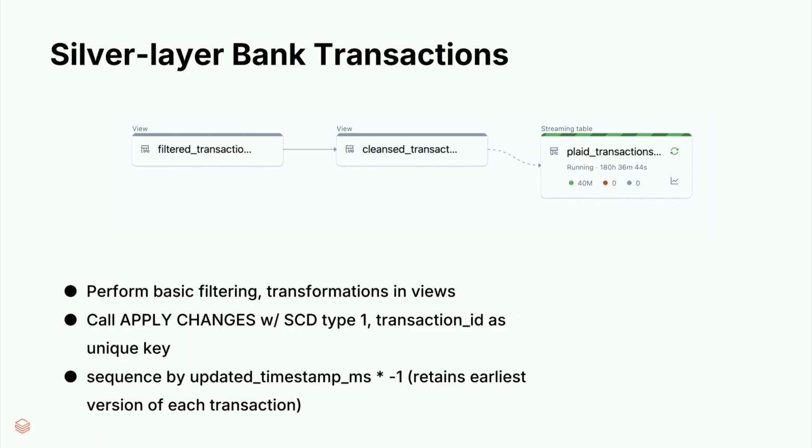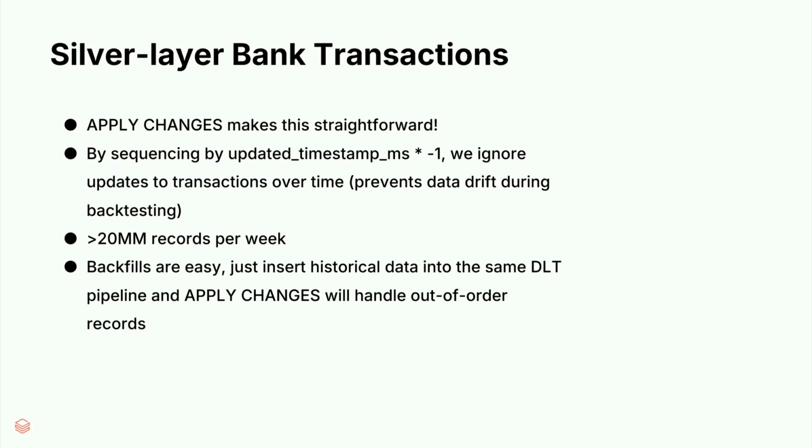That's a trick you can use with sequence by that normally if you were to sequence by the updated timestamp on its own, you would update the transactions in place using the apply changes API as the timestamp field increments, but by using the negative timestamp value, we're just ignoring any updates that take place after the initial version of each transaction. So yes, once again, using apply changes makes this straightforward, which is great.